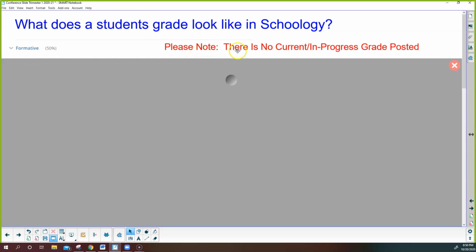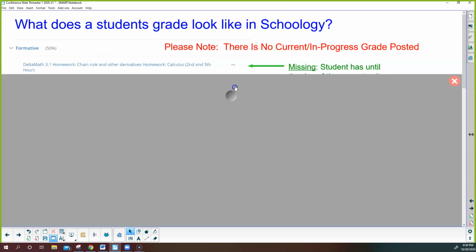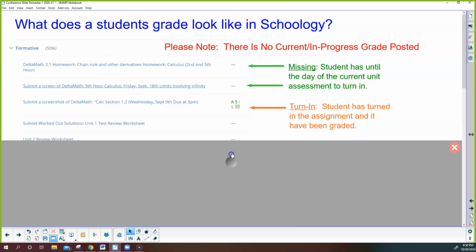The first thing to note is there is no official grade. There's not a letter grade or a percentage of their overall grade because we don't want Schoology and Campus to have different grades, which sometimes can happen. So here's how I like to view Schoology.